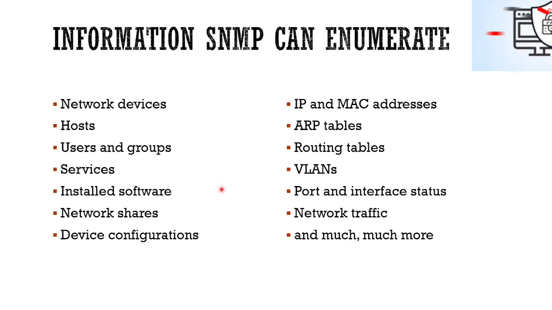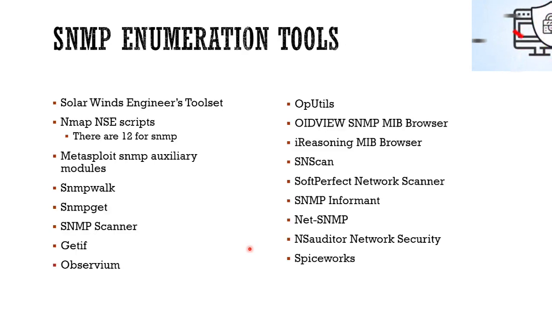There are a ton of tools you can use. You can use a very comprehensive tool called the SolarWinds Engineer Toolset, which you can sometimes get for free. Nmap has 12 scripts. Metasploit has a bunch of SNMP modules. There are 2 command line tools, SNMP Walk and SNMP Get. All these others I've used, Observium. In fact, I've used most of this stuff right here. And there are a whole bunch, I've used Spiceworks. There are a whole bunch of tools. Some are free.